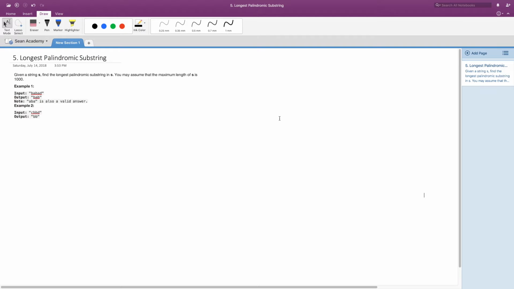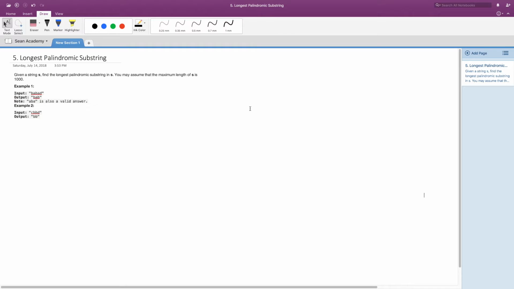Hello everyone, today I will introduce a solution of the fifth problem in LeetCode, that is longest palindrome substring.